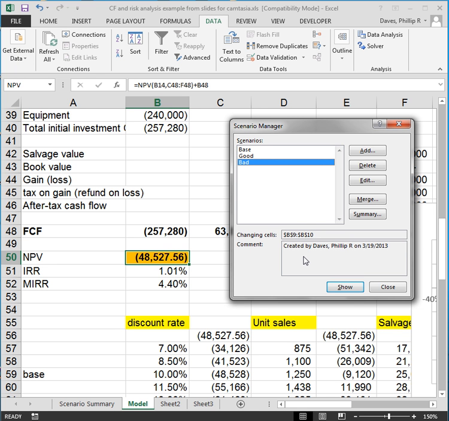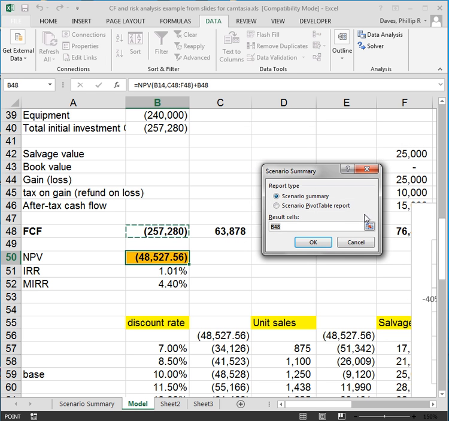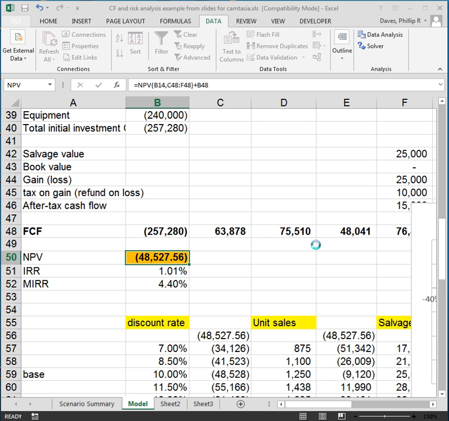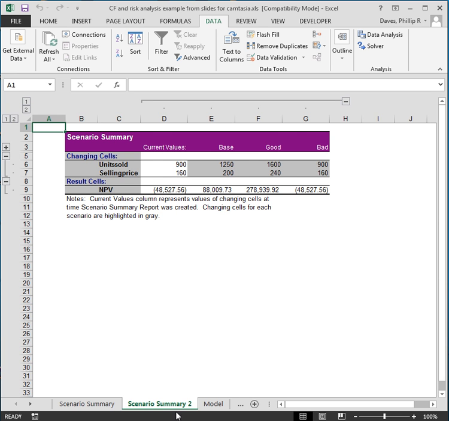Now what we'd really like is a way to summarize all of this, and we can do that with something called the Scenario Manager Summary. What we'd like to do is create a scenario summary, and the first thing that Excel wants to know is what value you really want to know something about. In this case, we'd like to know something about the NPV, which is in cell B50. So that result cell is B50. Click OK, and it's going to ask us what we want to do with this. We're going to create a new table.